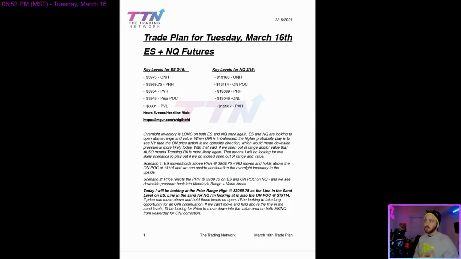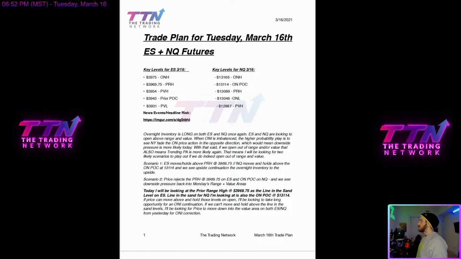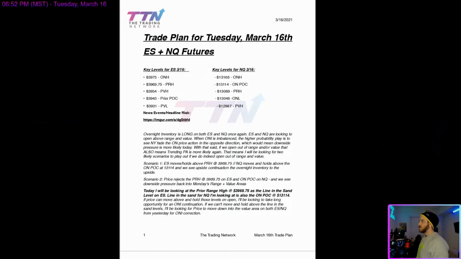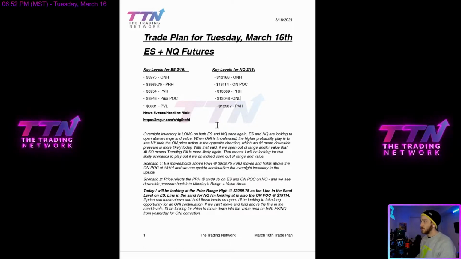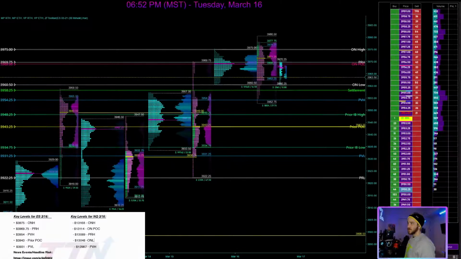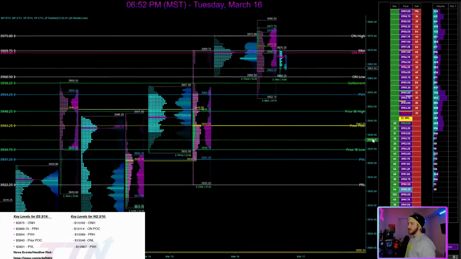Overnight high was number one, and that was the 39.75 level, again for the March contract. All of these are March contract for ES, and will be June contract for these levels over here on NQ. So the second level was that prior range high. We can go ahead and switch over to the profile here and take a look at the levels on chart. So here was that second level, 39.6975 for ES.